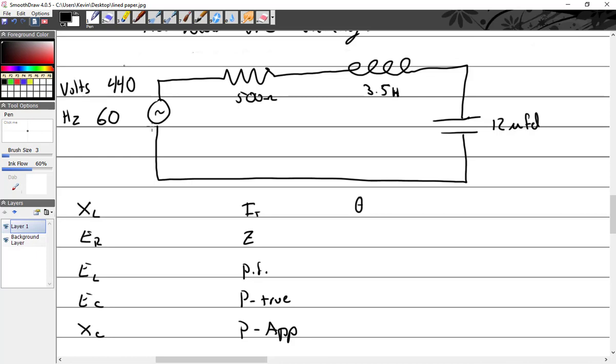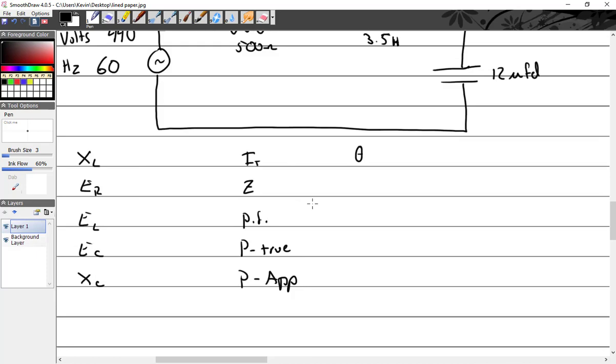All right, let's work the first one together. I'm trying to decide if my example here is part of this or not part of this. I don't know, who cares? All right. What's my first step? Start with X of L.